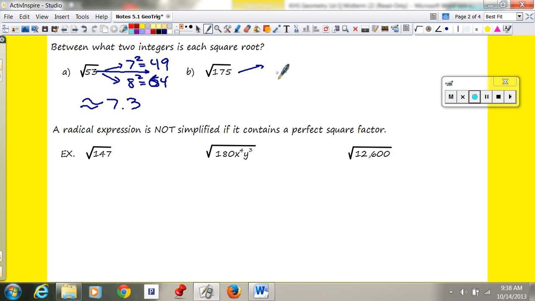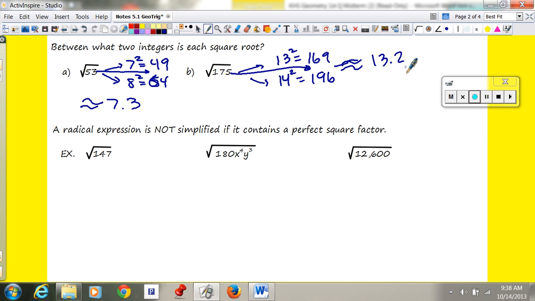Yep. 175, let's see, we have 13 squared would be 169, and 14 squared would be 196. So 175 is between those two. Closer to which number? Closer to 13. I'm thinking like 13.2 probably, because it's only 6 away here and it's 21 away from this one. It might be 13.15 or 17 or something, which would round up to 13.2.